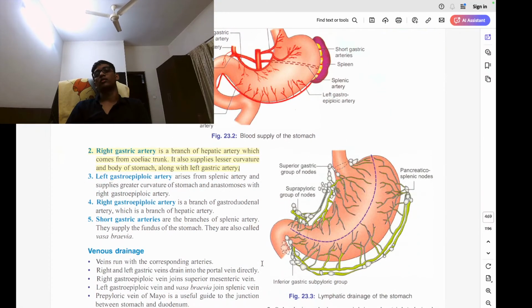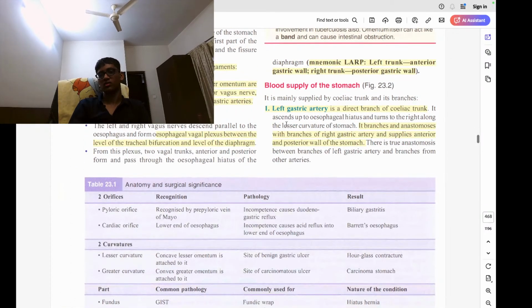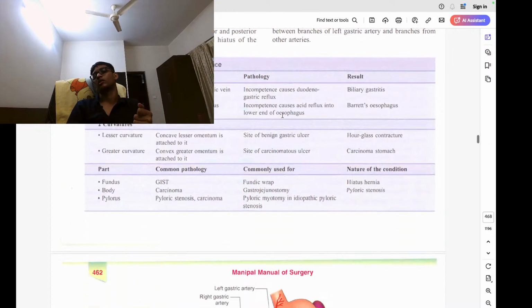Then the left gastroepiploic artery. It arises from the splenic artery and supplies the greater curvature. It anastomoses with the right gastroepiploic artery, a branch of the gastroduodenal artery, which is a branch of the hepatic artery. Then short gastric arteries are branches from the splenic artery. They supply the fundus of the stomach, also called vasa brevia. This entire thing is very important. You don't have to know the course, but you have to know where it's coming from and what it is supplying.